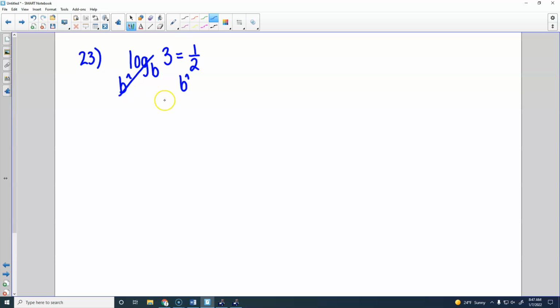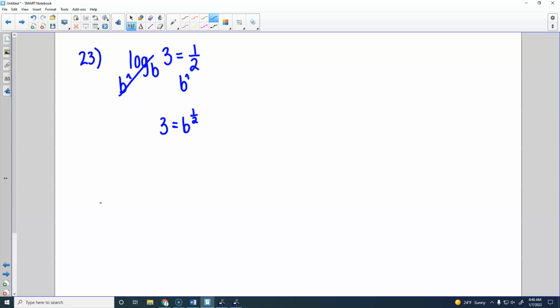So it's going to cancel over here, and I'll get a 3. And I'll get b to the 1/2. So, how do I get rid of a 1/2 power? First of all, does anybody know another way we could write that 1/2 power? Because if it was written a different way, you would know what to do pretty easily, I think. It is the square root.